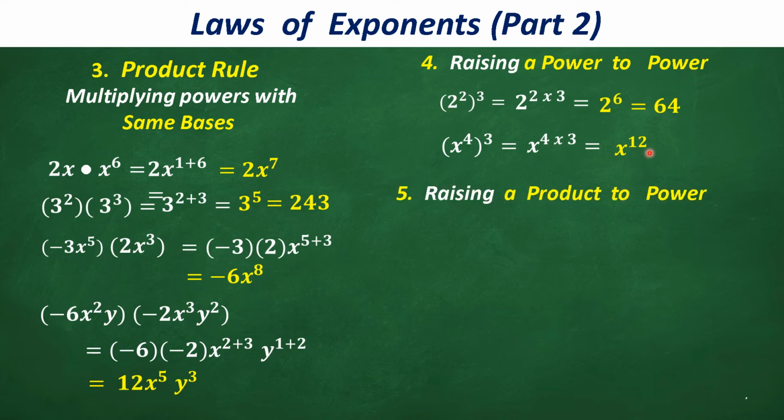Then, another law is raising a product to power. So, in this case, ang nasa loob ng parenthesis ay hindi lamang isang variable o isang digit. Ito ay meron na siyang kasama na number, or pwede rin siya may kasama dito na variable. Okay? Then raised to a certain power. So let us have the following example. If we have quantity 3ab squared, then quantity raised to the 3rd power. So what are we going to do? I-apply pa rin natin dito itong raising a power to power na law.